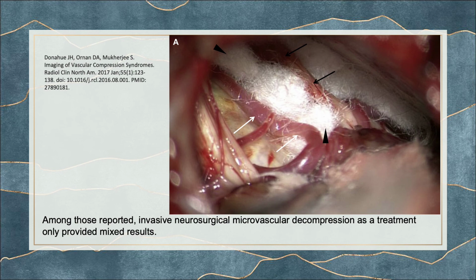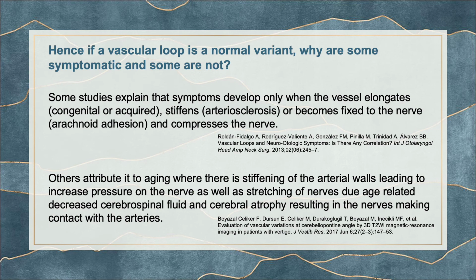Cadaveric studies have also shown that it may be normal to find an intimate anatomical relationship between the nerve and ICA in the CP angle, and it may be as common as 50% of the time to find a vascular loop entering into the internal acoustic meatus. Hence, if a vascular loop is a normal variant, why are some symptomatic and some are not?